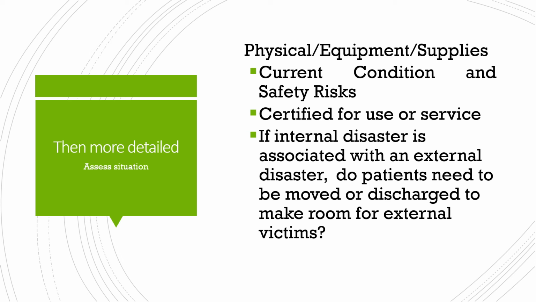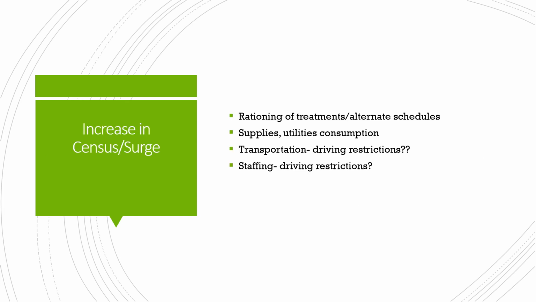Physical equipment and supplies: what is the current condition and the safety risk? Do you need to get people out of there? Do you need to get more people in here? If it's an internal disaster associated with an external disaster, do patients need to be moved or discharged to make room for external victims? So say there's a tornado and half the building fell down or one of the floors was damaged and you have to move all these people to another spot, either within the hospital or maybe to an extended care facility. There's all those things to consider.